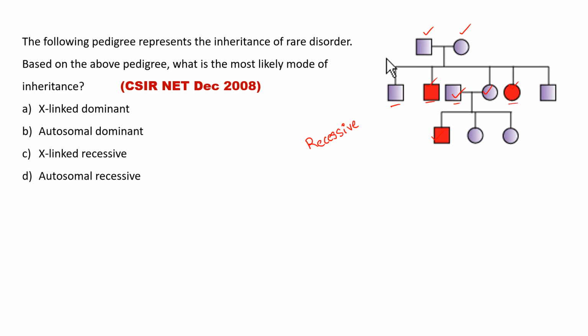And another thing here, this female offspring is affected, isn't it? In the case of an X-linked recessive trait, if a female offspring is affected, then that female offspring should have an affected father. But this father is unaffected. So this is not X-linked. This is autosomal. So this is an autosomal recessive pedigree. The correct answer is option D, autosomal recessive.